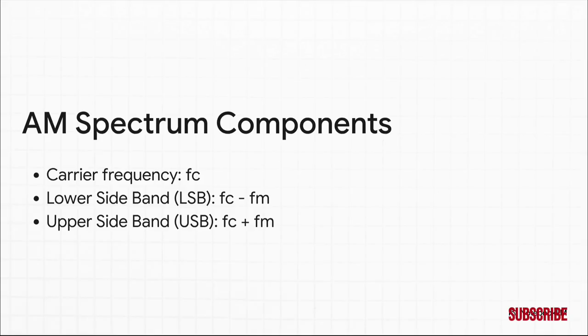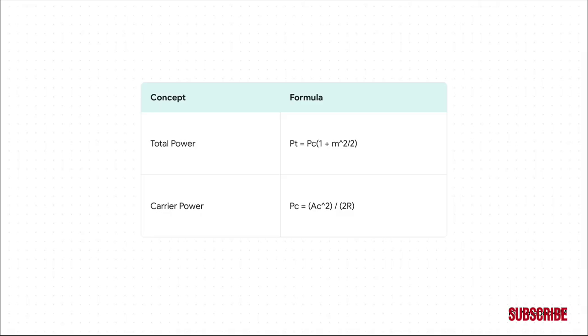A big carrier spike in the center, flanked symmetrically by 2 smaller sidebands. And keep in mind, the carrier amplitude is AC, while the amplitude of each sideband is AC times M divided by 2. Now listen carefully here, because this right here is a golden exam equation. We absolutely need to understand the relationship between total power, PT, and carrier power, PC.